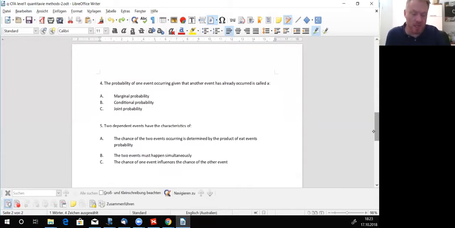And okay, now, very good. Question 5, what do you think of question 5? 2 dependent events, they need to be dependent on one another, not independent from one another. 2 dependent events have the characteristics of, first, answer A, the chance of the 2 events occurring is determined by the product of each event's probability. Or answer B, the 2 events must happen simultaneously, or C, the chance of one event influences the chance of the other event.